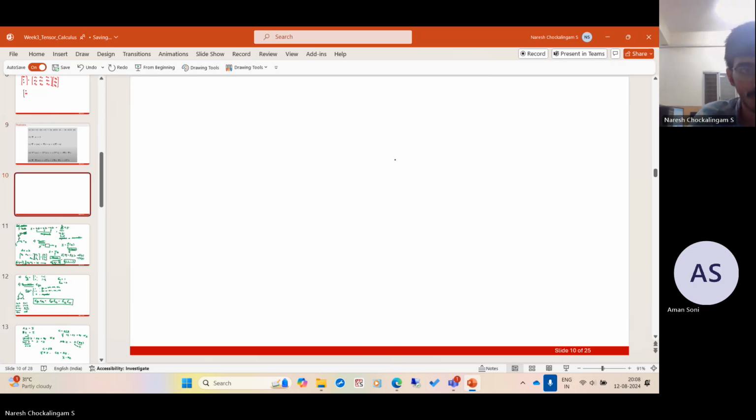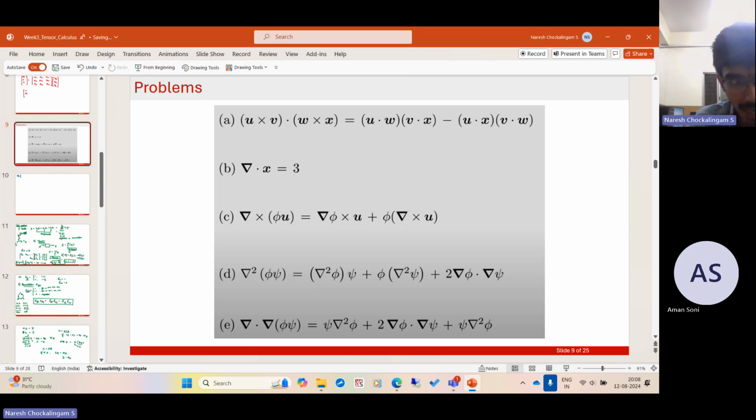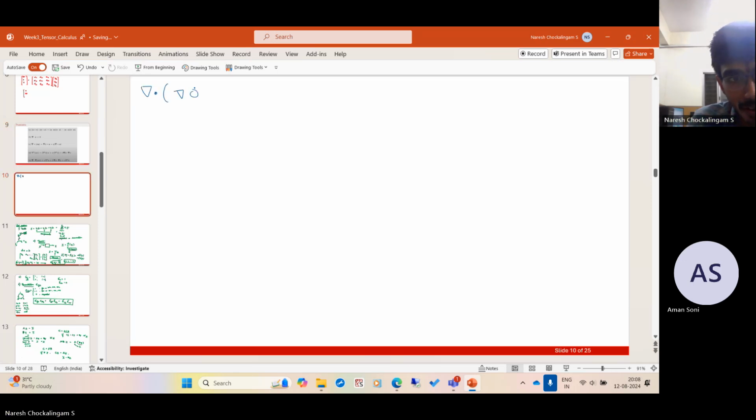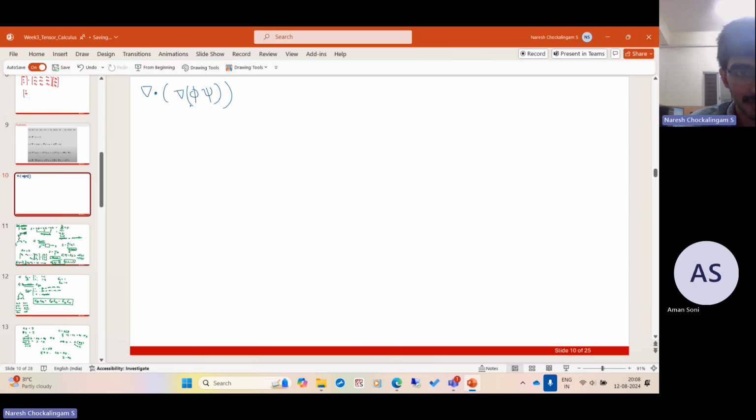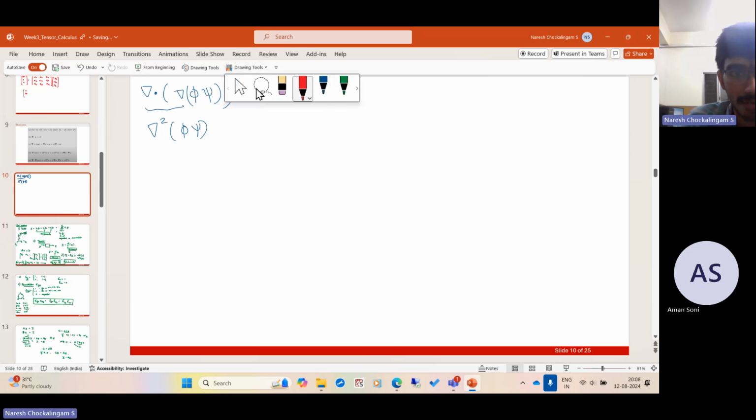So the left-hand side is the divergence of the grad of phi psi. Phi is a scalar function, psi is a scalar function. You're taking the divergence of the grad of phi psi. So what is this divergence of grad operator? If you recollect, this is nothing but the Laplacian, del square of phi psi. Here we can use the indicial notation. We don't need to do the abstract gradient here. This is an exercise on indicial notation. So let us proceed systematically.